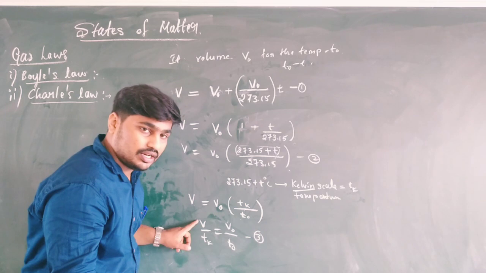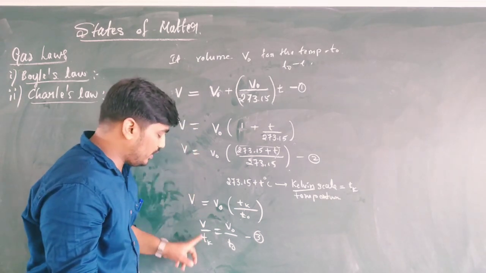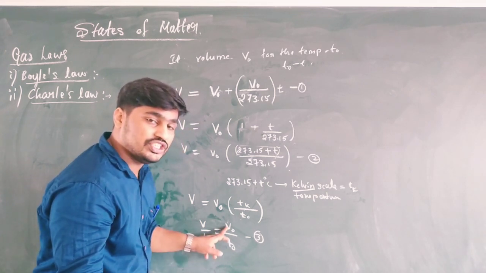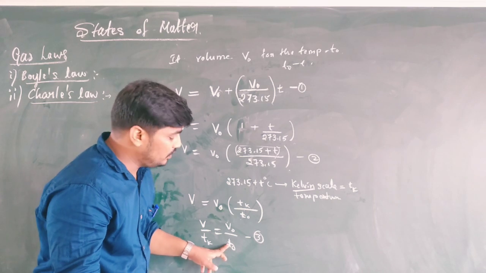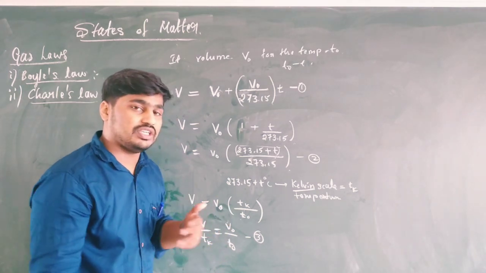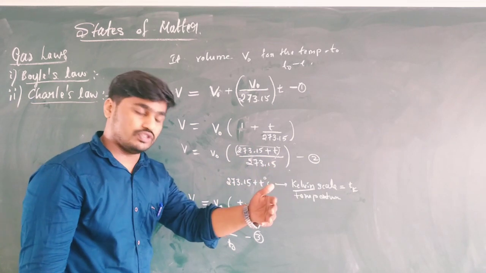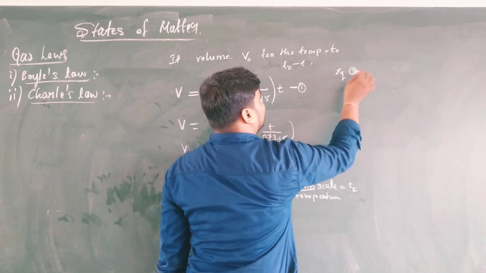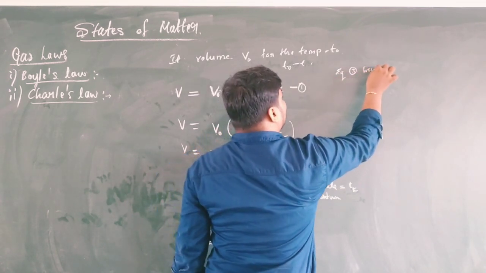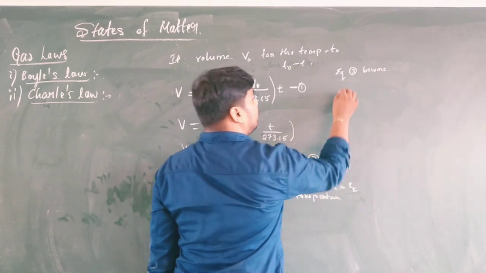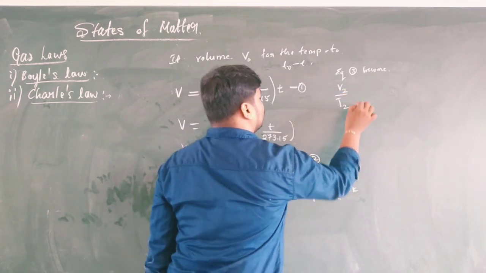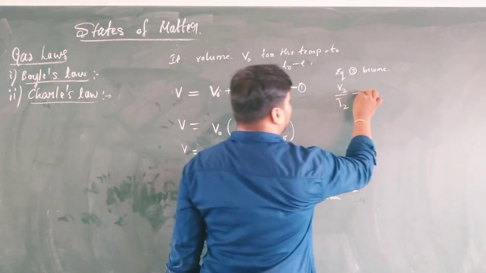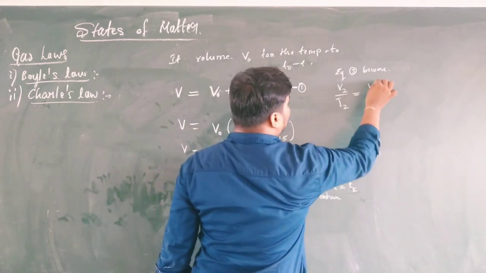Is it final, correct? This is the final volume, and this is the final temperature, and these two are the initial volume and initial temperature respectively. Suppose the initial system is 1 and the final system is 2. If we consider it like that, equation 3 becomes, or we can easily change it into another form, V2 divided by T2. Why? It is the final temperature T2, this is the final volume V2, and this one is V1 by T1.